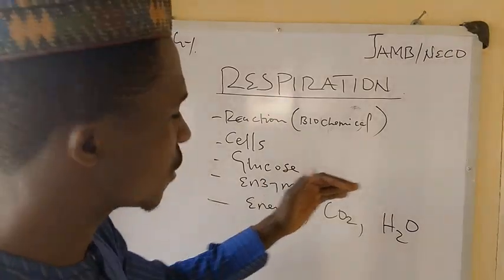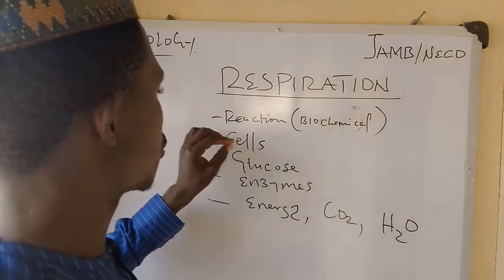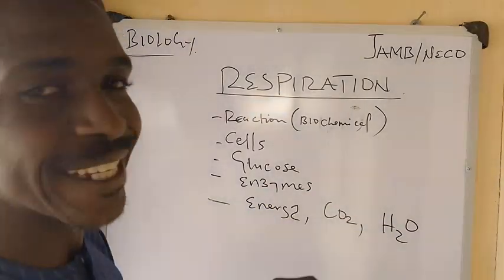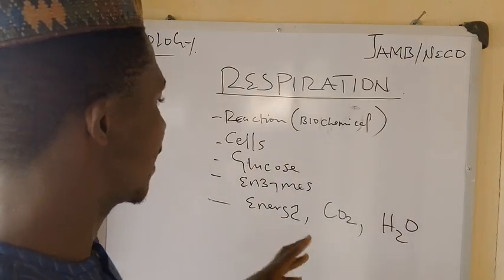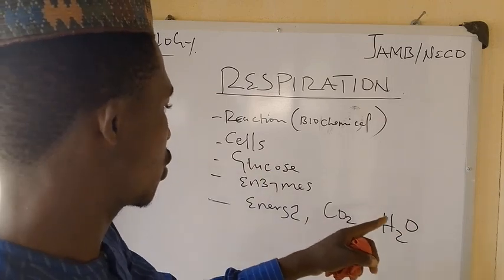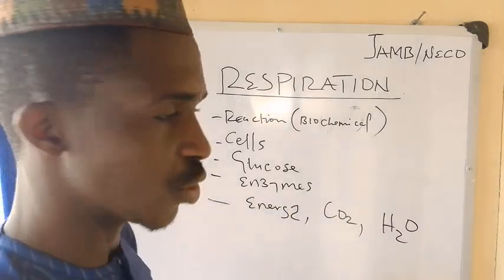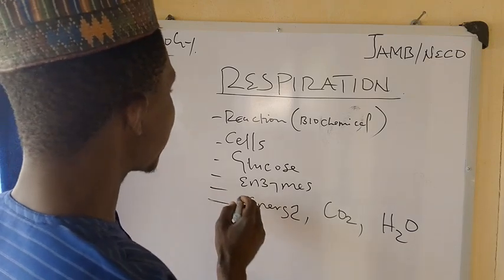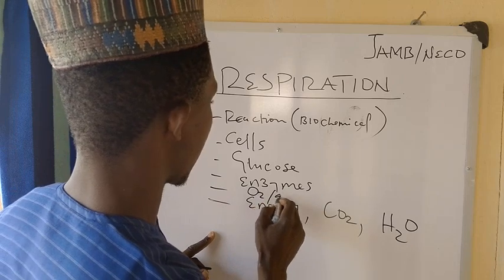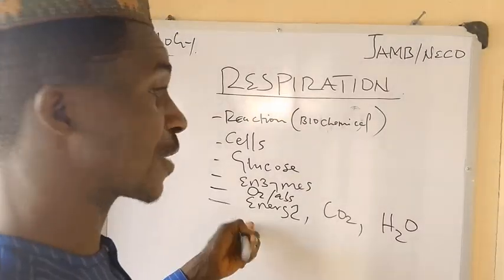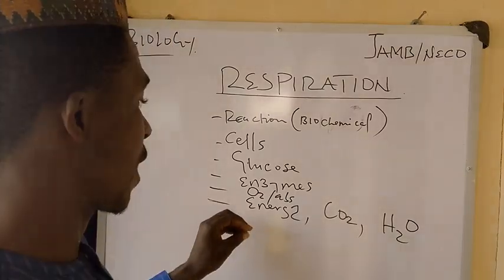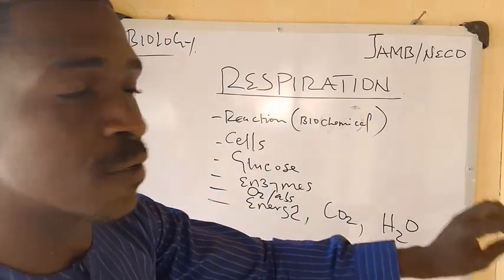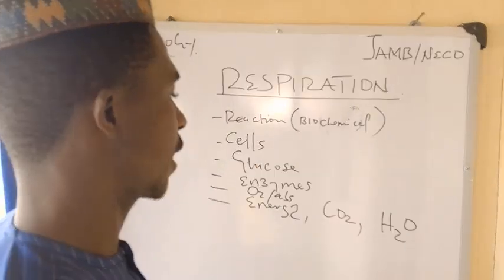Now, if I want to put this in a sentence, I can say that respiration is a biochemical reaction or a biological reaction that takes place in the cells, in which glucose is broken down through a series of reactions that involve enzymes, either in the presence or absence of oxygen, to give us energy, carbon dioxide, and water. So if you can define it like that, then I think you are very okay.